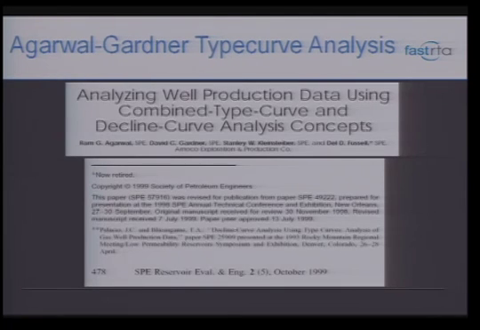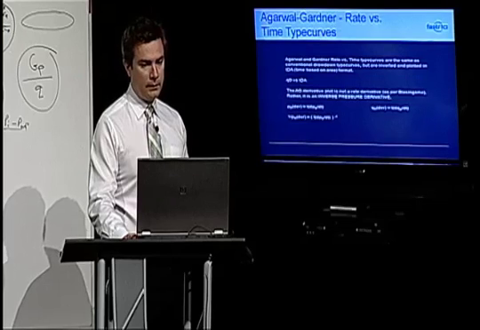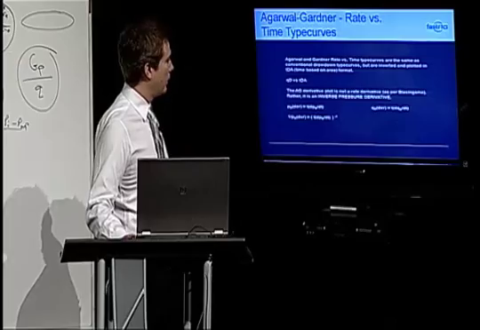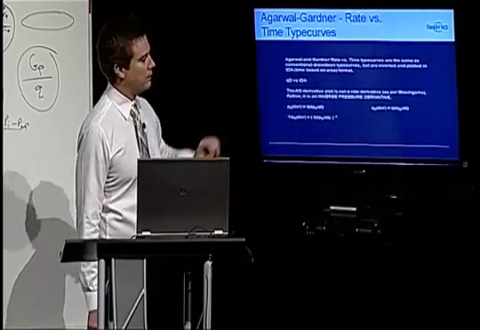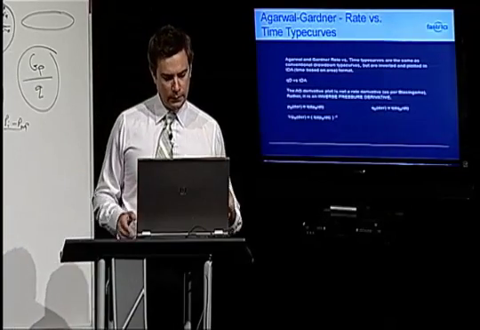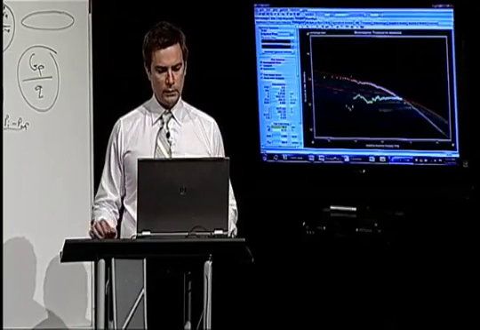The work that Agarwal and Gardner did is all explained in their paper that was written in 1999. And a lot of the work that we've done is based on the content that was in the paper that they wrote. So let's talk a little bit about the ones that I want to focus on the most, the rate versus time type curves. There is some comparison with what Blasingame does, but what Agarwal and Gardner did was a little bit different.